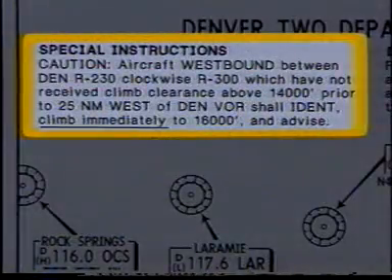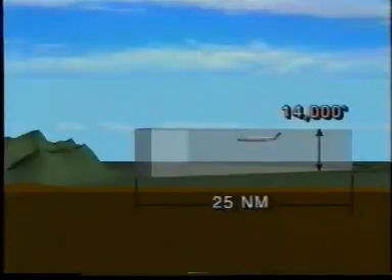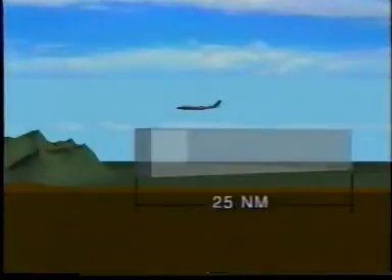Some SIDs also contain a caution statement to ensure obstacle clearance. The caution is for aircraft departing westbound from Denver between the 230 and 300 degree radials. If you're flying this SID and have not received a climb clearance above 14,000 feet prior to reaching 25 nautical miles from the VORTAC, you're expected to squawk ident, climb immediately to 16,000 feet, and advise ATC.